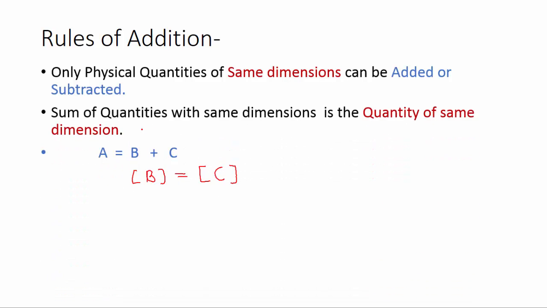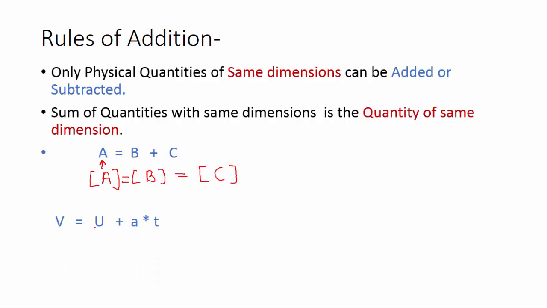The next rule says the sum of quantities with the same dimension is a quantity of the same dimension. This means that here two quantities B and C have the same dimension and they are being added, so their sum, which is A, should have the same dimensions. That means the dimension of A should equal the dimension of B and also the dimension of C.